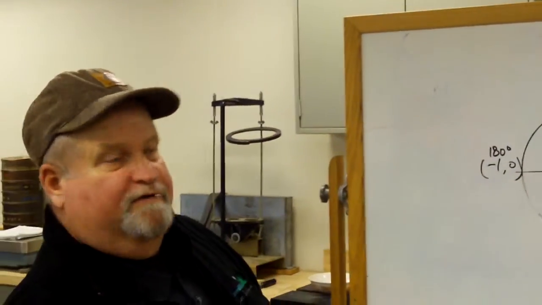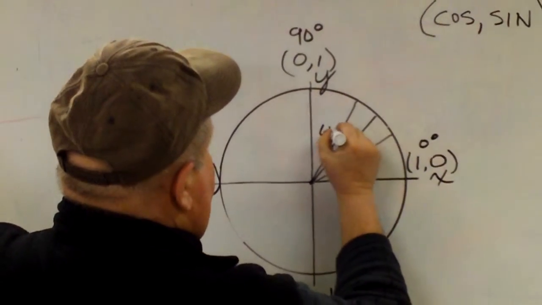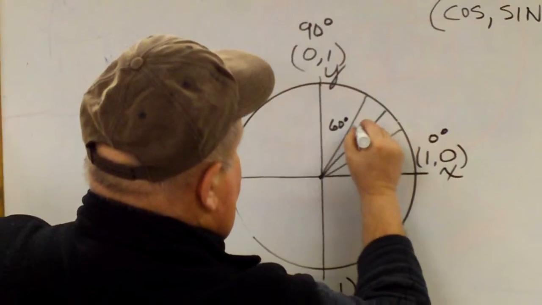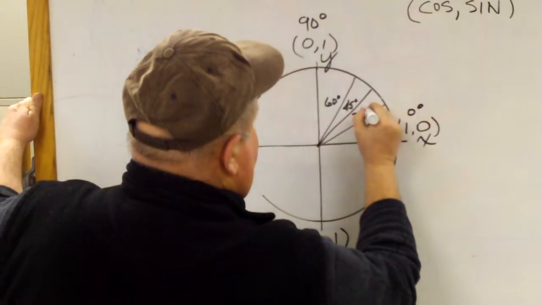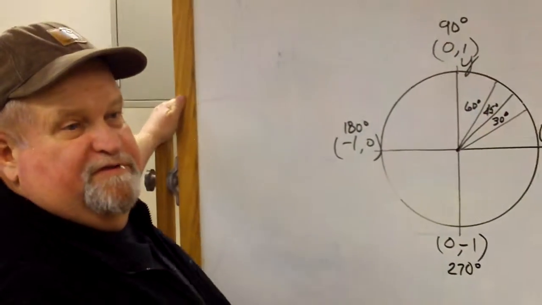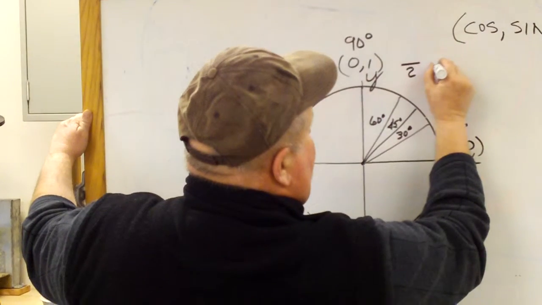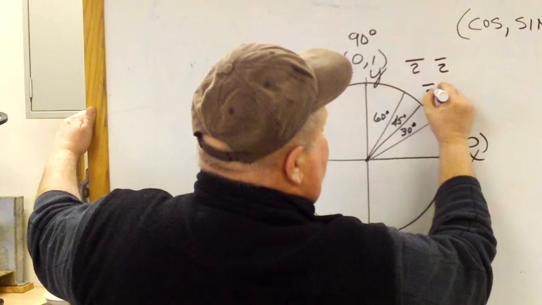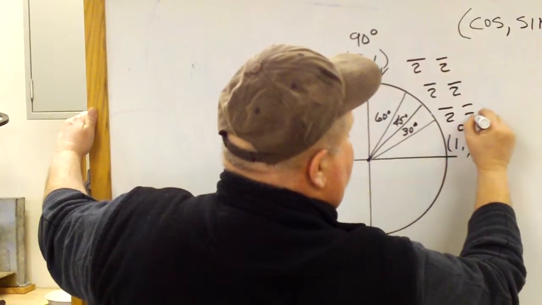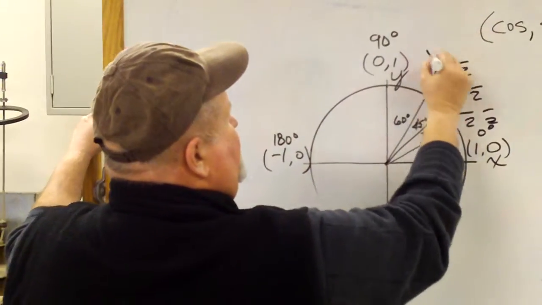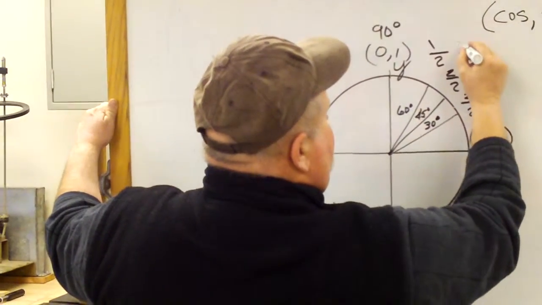All right. Now, this is the way we find the sine, cosine, and tangent of an angle. This one here is 60 degrees. This one in here is 45 degrees. And this one is 30 degrees. Now there's a real easy way to remember this. You go over 2, over 2, over 2, over 2, over 2, over 2. Then you go 1, 2, 3, 1, 2, 3.